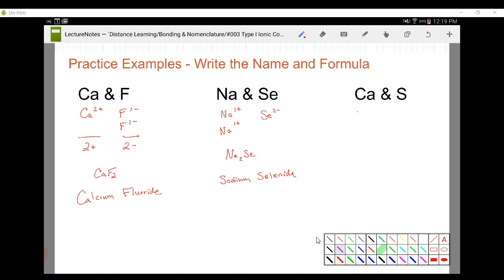Example number 3, we have calcium with a 2 plus charge. Sulfur has a 2 minus charge. Positive 2 and negative 2 already neutralize each other, so the formula is just going to be CaS, and the name for that is calcium, because the cation is unchanged, and sulfur becomes sulfide.